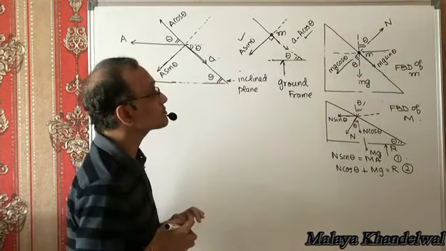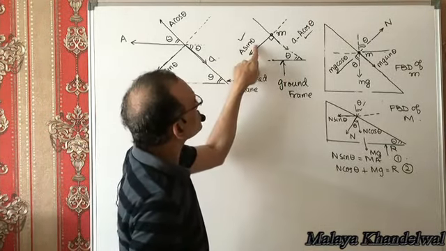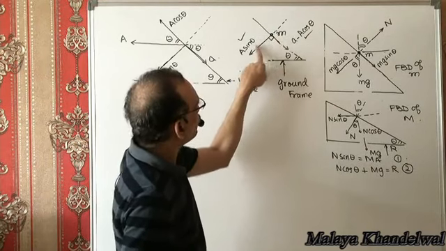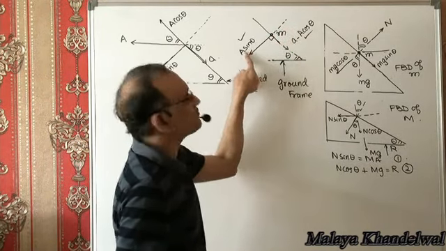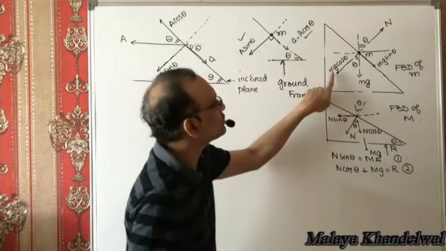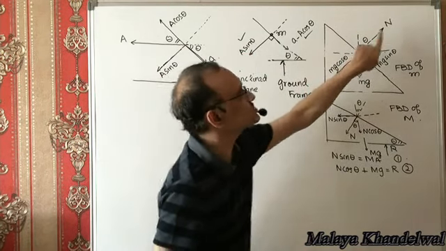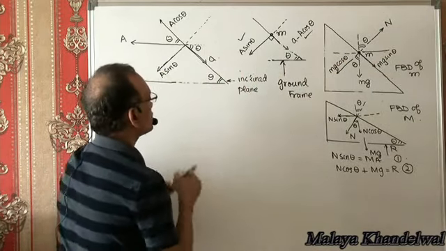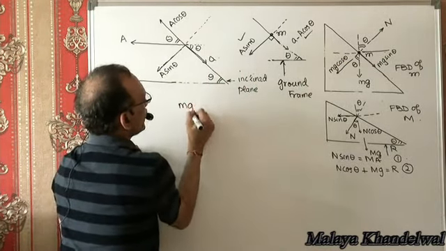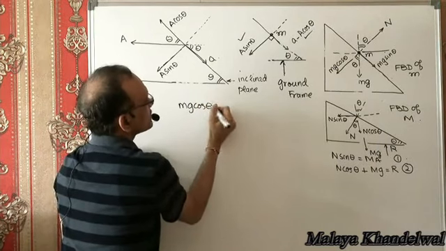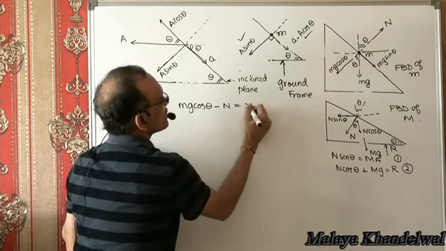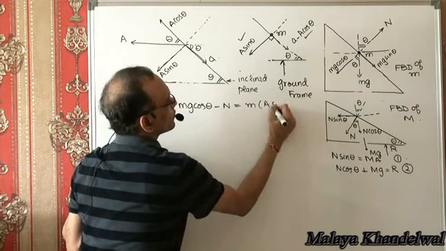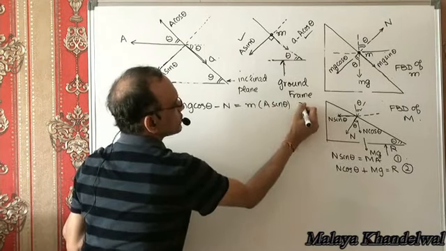What is the cause? So what causes A sin theta on small m? All forces perpendicular to the plane will result in capital A sin theta. What are the forces perpendicular to the plane? mg cos theta minus N. mg cos theta minus N will cause A sin theta, right? So that's equation 3.